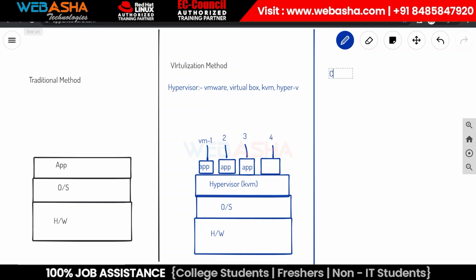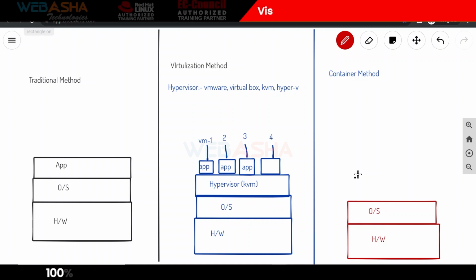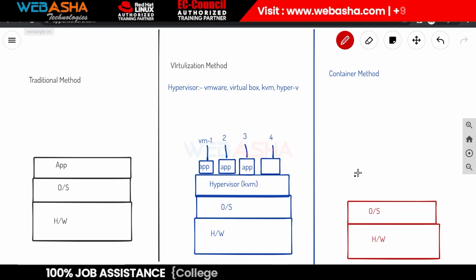So when we're talking about the container method, or a containerized method, let's suppose the point remains the same. Again we have hardware. Over the hardware we have the operating system. Then I need a container engine to create multiple containers, right? That could be Docker, or that could be Podman.